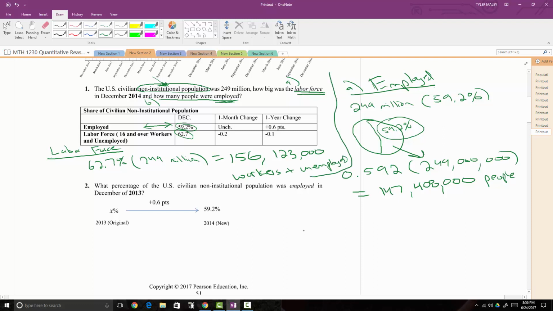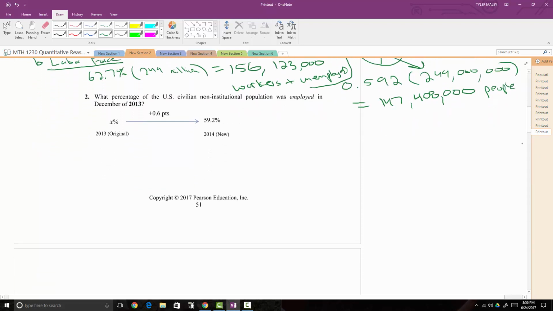So we found both of those values. So I ended up changing this. I ended up calculating this number first. So this is like my part A, and this is my part B.